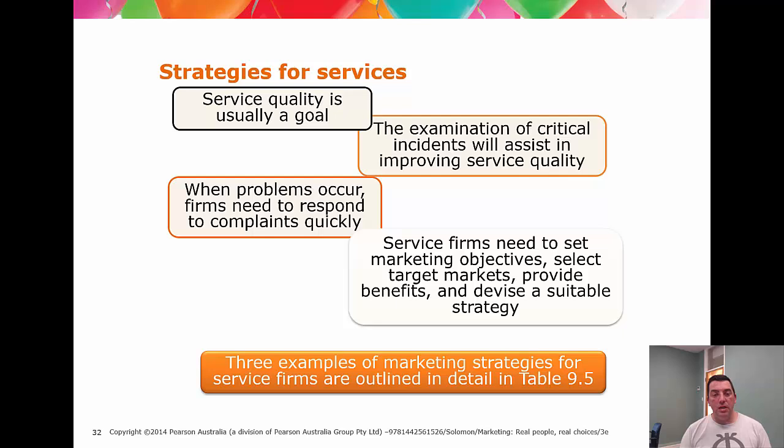When problems occur, firms need to respond to complaints quickly, so you need to have ways where that can happen. Customers hate waiting. Wait times are one of the biggest areas of complaint by customers about a service, so you want to have ways you can respond to complaints quickly. You need objectives or benchmarks on how you might do that. You can select the right target market as well to make sure that you're delivering the right service and value, provide benefits every step of the way, and have a suitable strategy. There are 3 examples of marketing strategies for service firms in table 9.5 in the textbook. Again, it is worthwhile having a look at each of those.